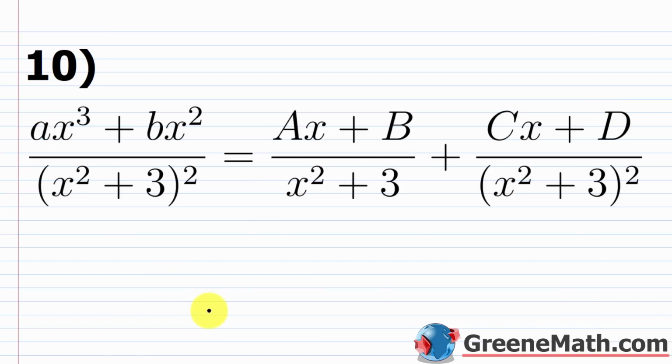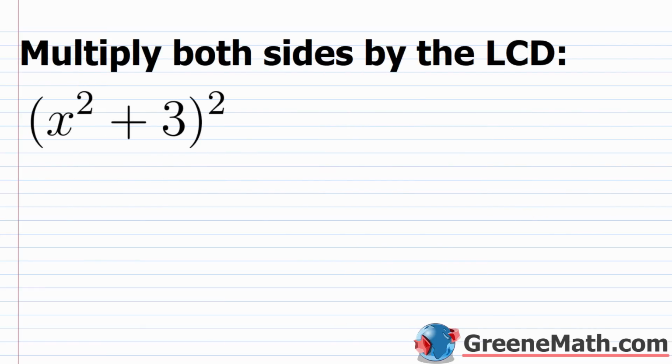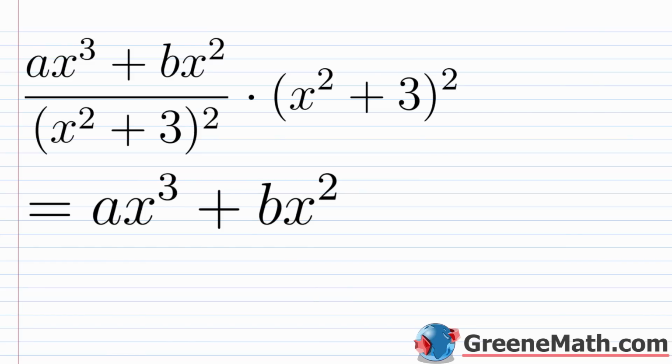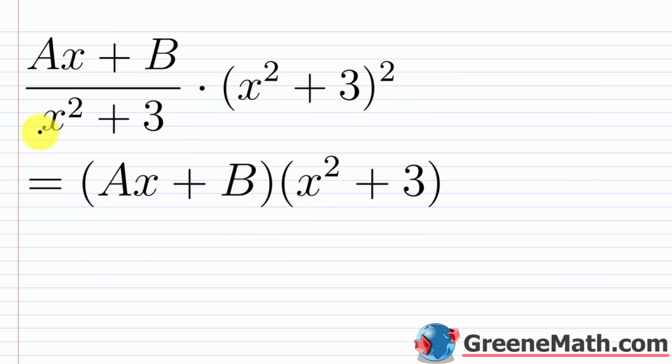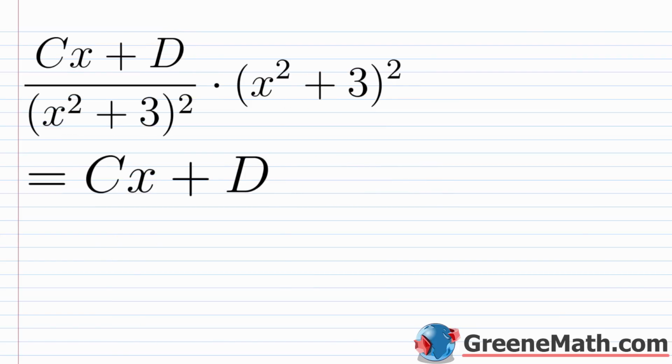All you need to do is go through your normal steps. The first thing you would do is multiply both sides by the LCD, and the LCD here is (x² + 3)². Again, this is not going to fit on the screen, so we'll just go through it piece by piece. This is going to cancel with this. You have your numerator, which is ax³ + bx², again lowercase letters. Then here, this is going to cancel with one of these, so you have Ax + B, uppercase letters, times your x² + 3. And then this is going to cancel with this, and you have your Cx + D, again uppercase letters.